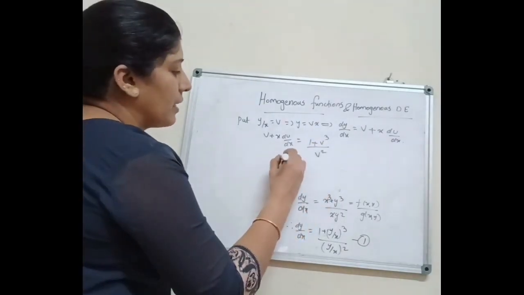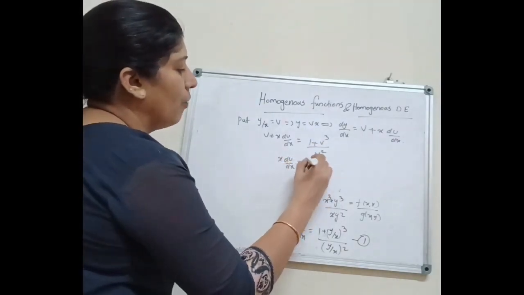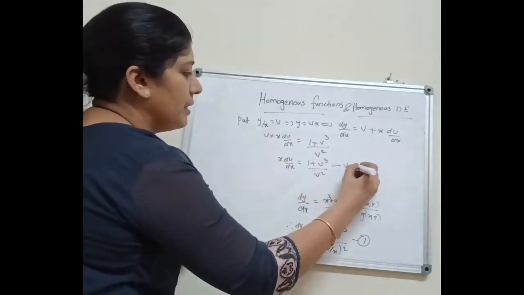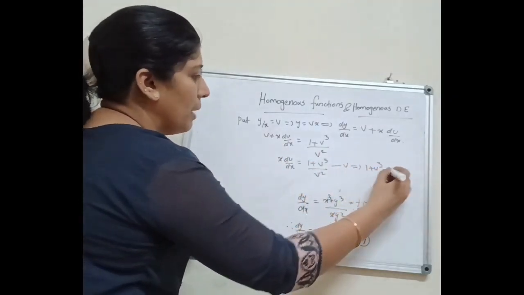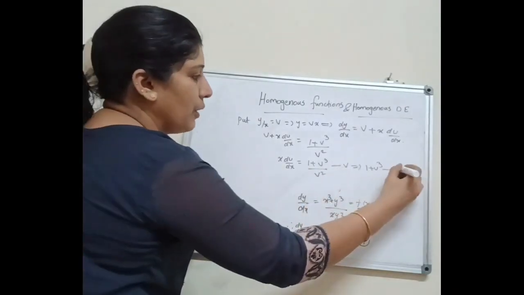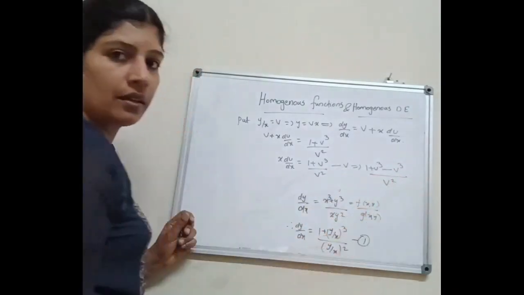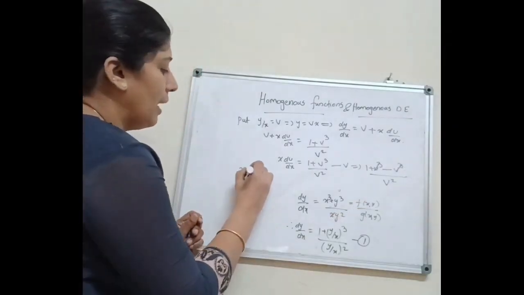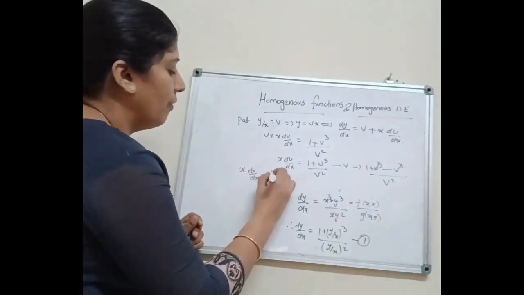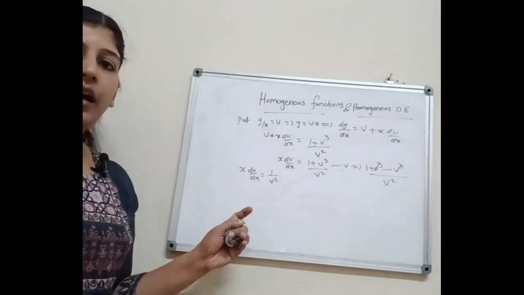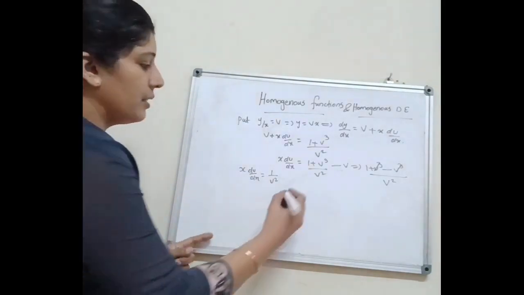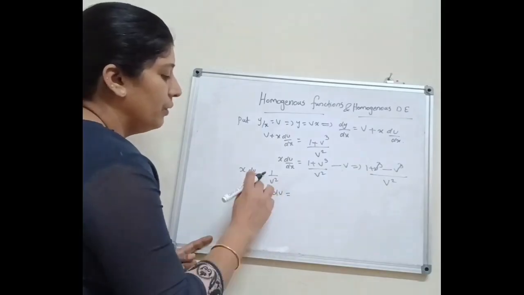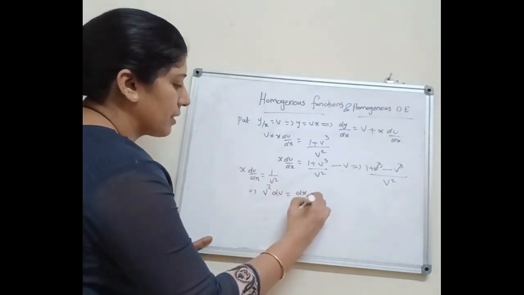Therefore, next, x into dv by dx equal to what? (1 plus v cube) divided by v square minus v. That is equal to (1 plus v cube minus v square into v) divided by v square, that is, minus v cube. Here plus v cube minus v cube cancelled. Therefore, x into dv by dx equal to 1 by v square. Next, we have to write in variable separable form. That is, v square dv equal to dx by x.